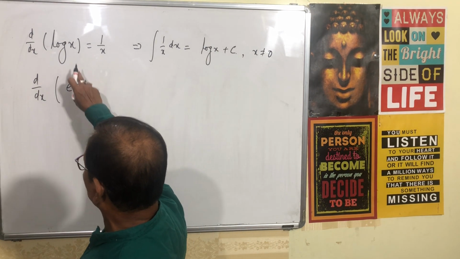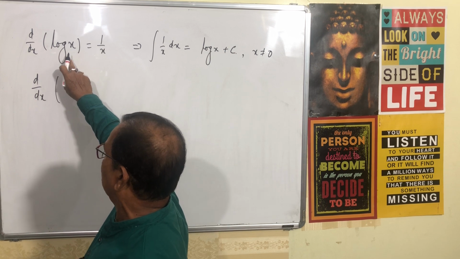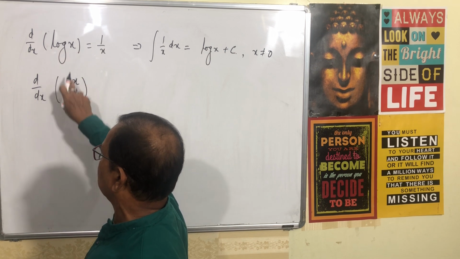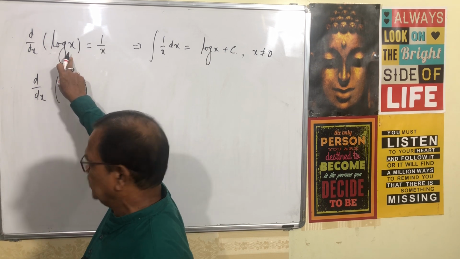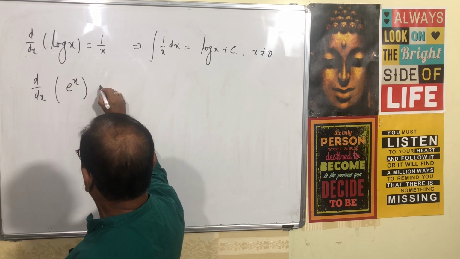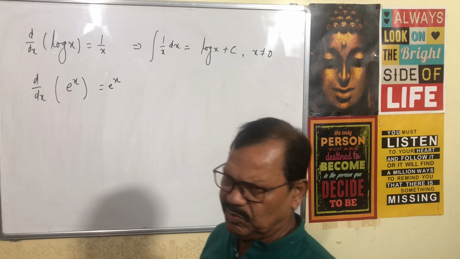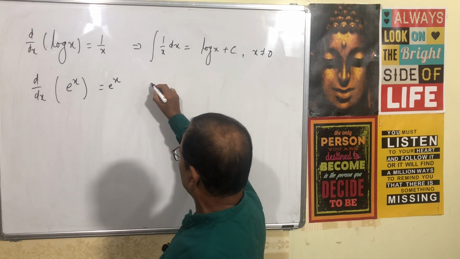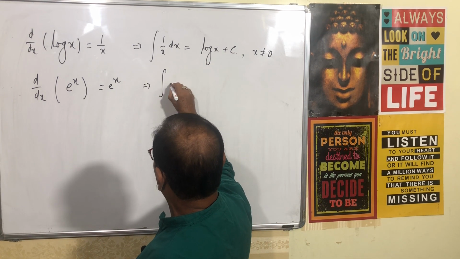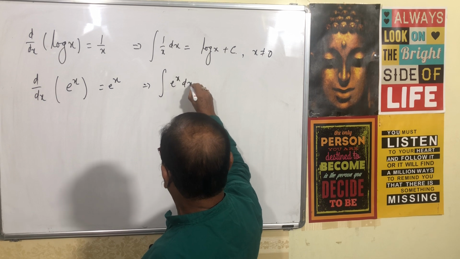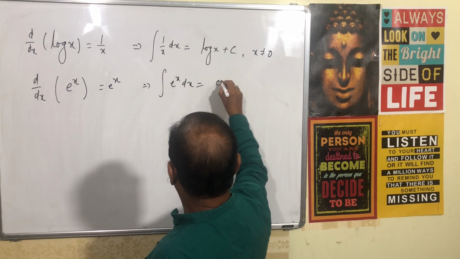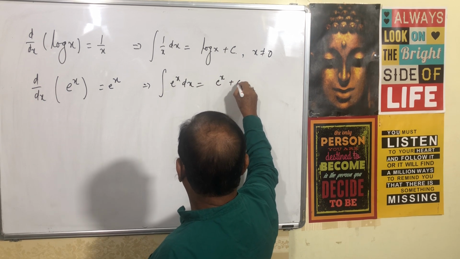d/dx of, because the base of this log is what? Exponential. It is not a common base. So, e to the power x, this is the differentiation of e to the power x. Now, if you come to the integration, in case of integration, the integral of e to the power x dx is e to the power x plus constant.